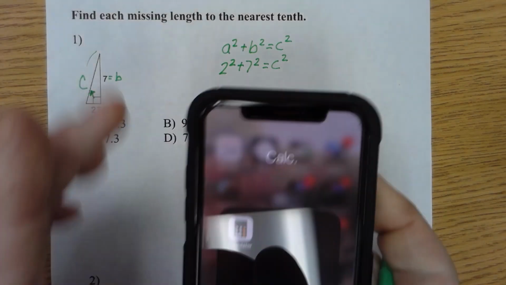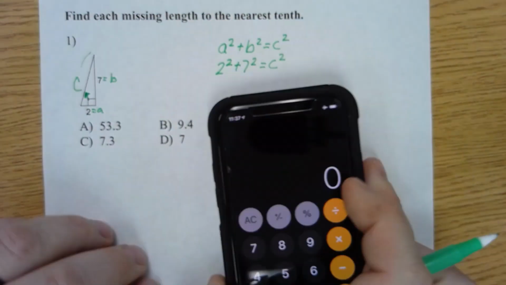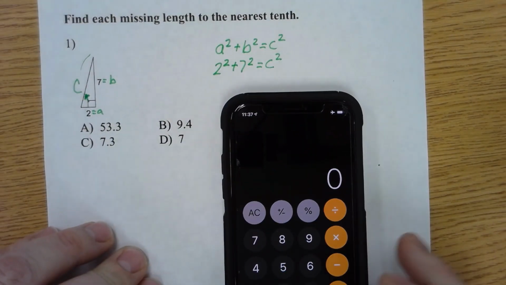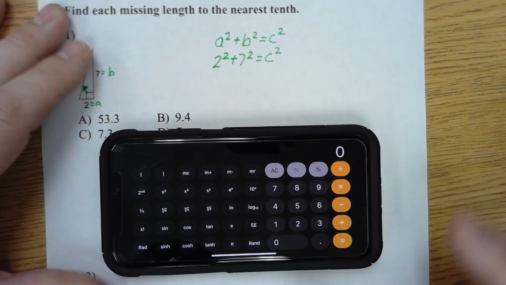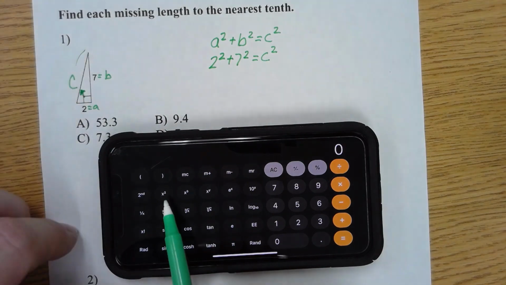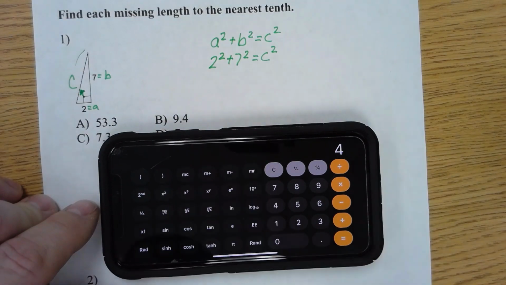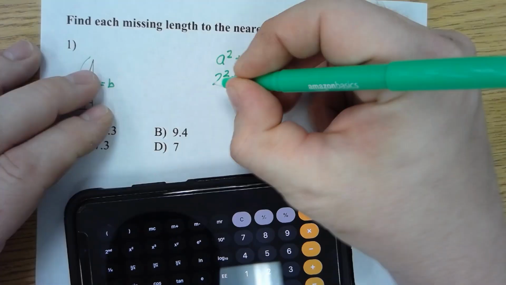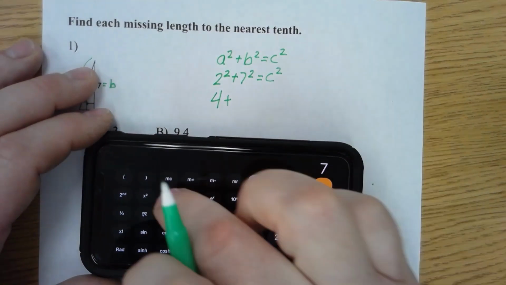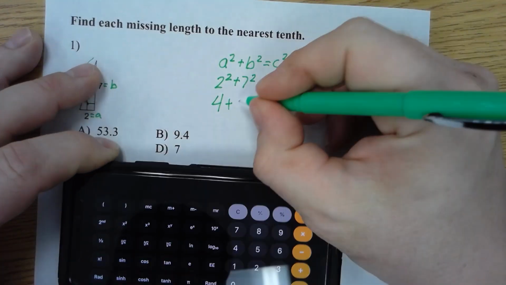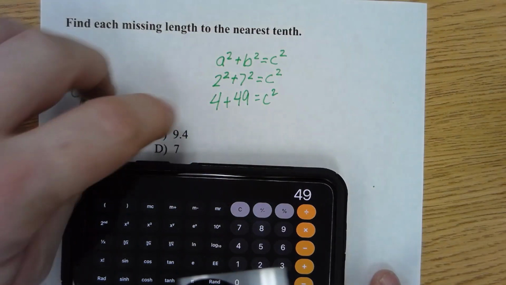I'm going to use the calculator app on my iPhone, and if you turn it sideways, it changes to a totally different calculator, and we're going to be using the squared button right here. I type in the number 2, and this button squares it, and it gives us our answer, 4. So 2 squared is 4, plus 7 squared, which is 49, equals C squared.